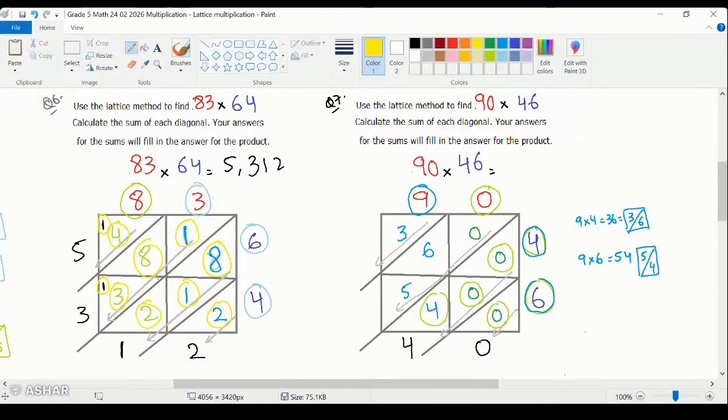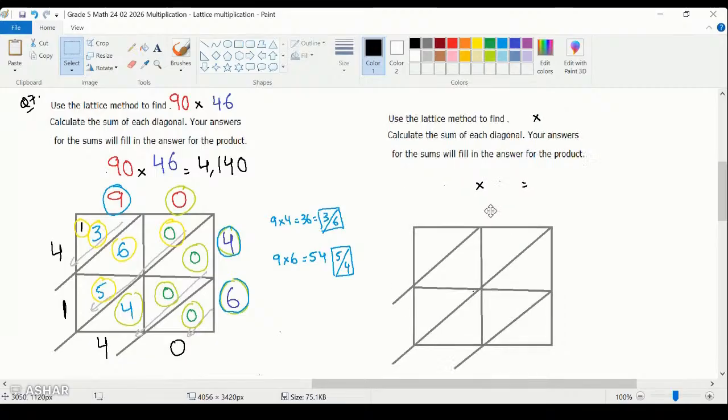For the next value, we have 0 plus 6 is 6. 6 plus 5 is 11. We keep 1 over here, the units, and we carry the tens. And we have 3 plus 1 comes out to be 4. So we can say the answer is 4,140. Okay, let's verify. 90 multiplied by 46 is 4,140. Okay, I just verified the answer as well.